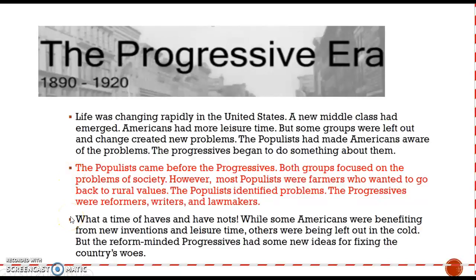What a time of haves and have-nots. While some Americans were benefiting from new inventions and leisure time, others were being left out in the cold. But the reform-minded progressives had some new ideas for fixing the country's woes.